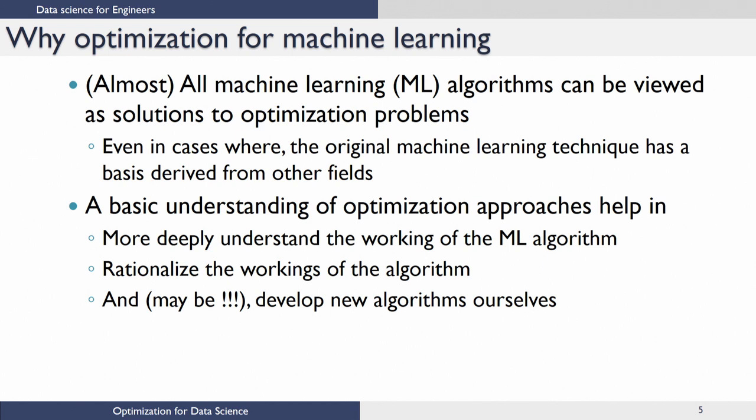So, a basic understanding of optimization will help us more deeply understand the working of machine learning algorithms, and help us rationalize the working. If you get a result and you want to interpret it, if you had a very deep understanding of optimization, you will be able to see why you got the result that you got, and at an even higher level of understanding, you might be able to develop new algorithms yourselves.